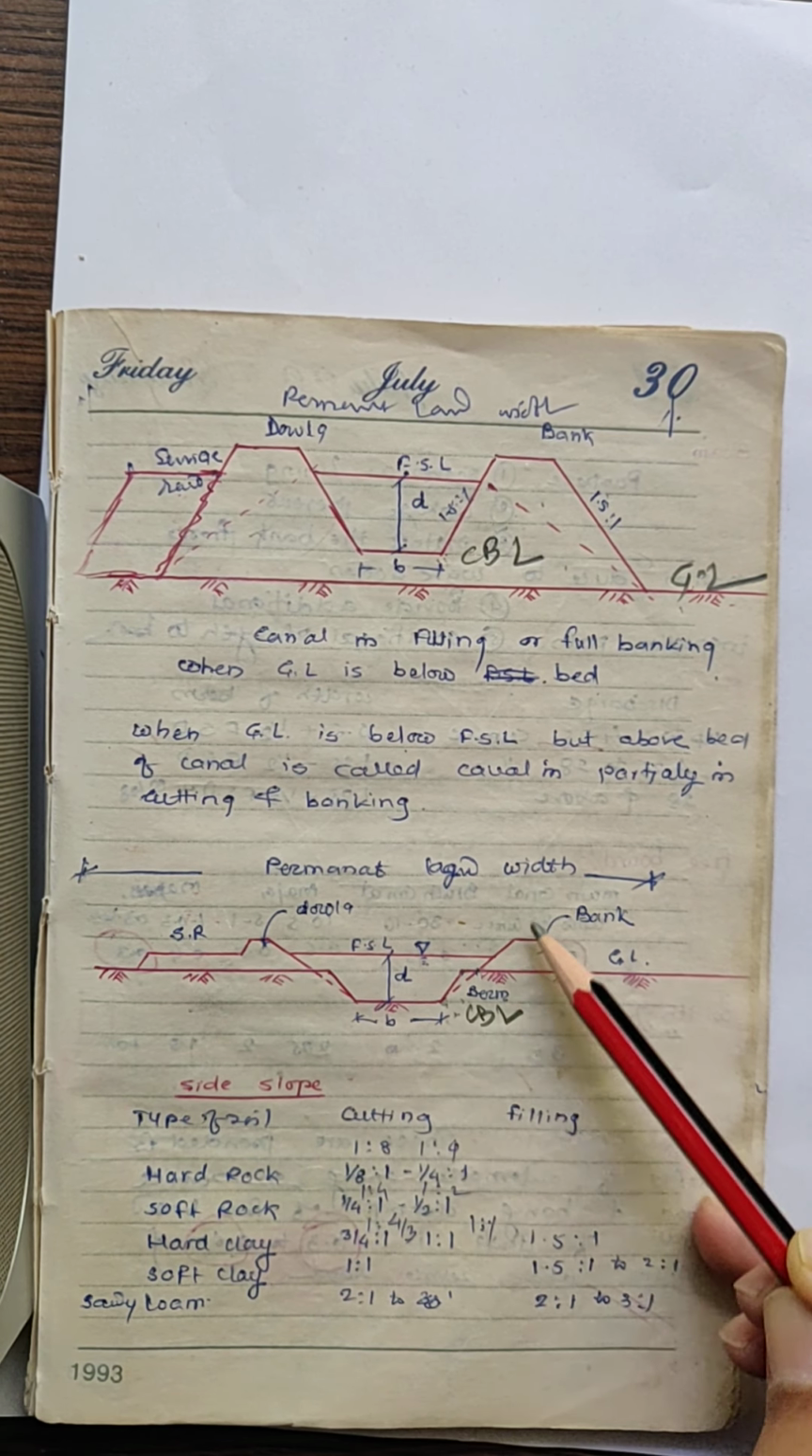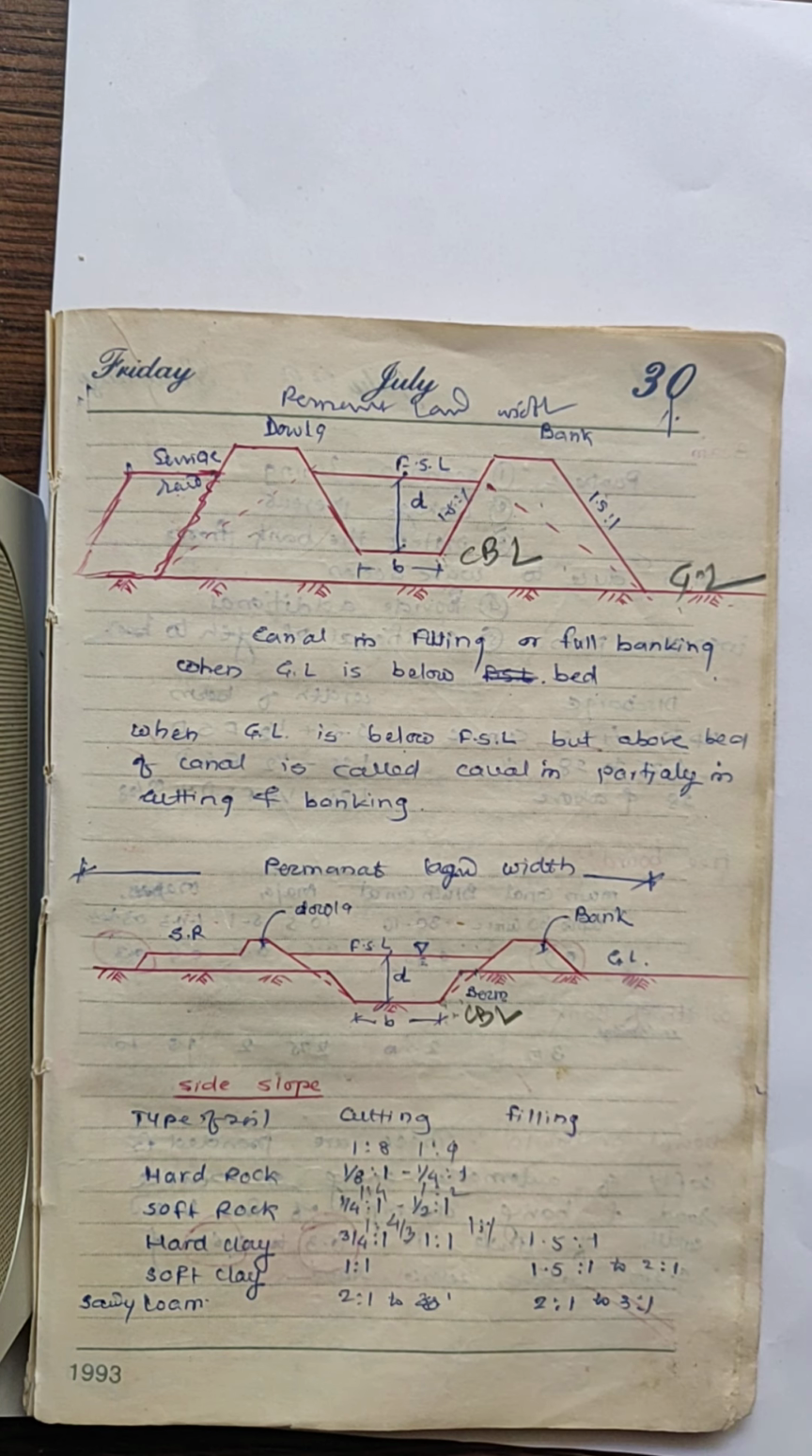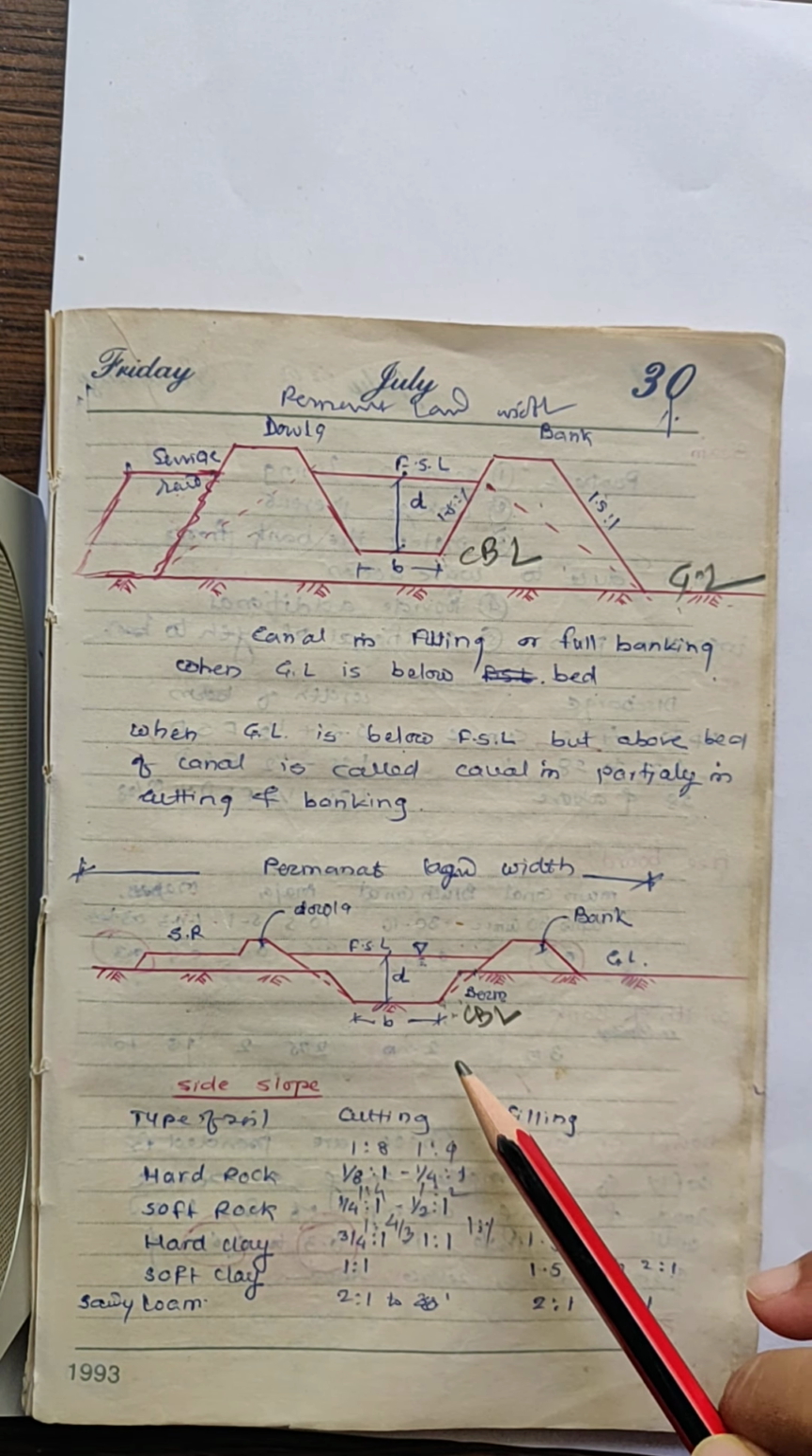So this section is known as canal section in partial cutting and banking. This is known as partial cutting and banking, and this is normally used.